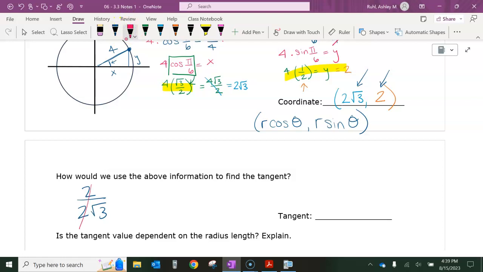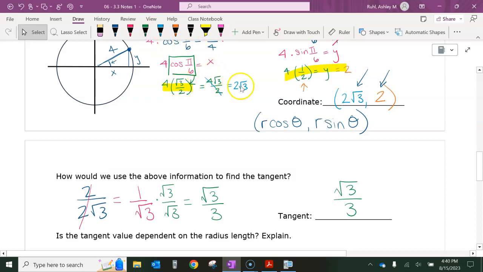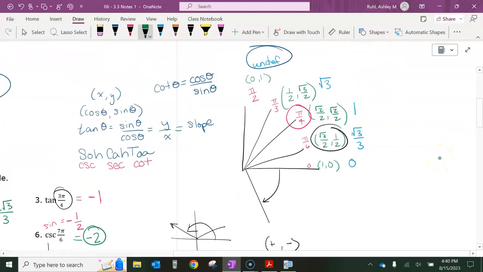Well, these 2's cancel out, and I'm left with 1 over square root 3, which we should be able to do in our head right now, but just in case, we rationalize that, and that gets us square root 3 over 3. So my tangent here at pi over 6, but having a radius of 4, is still the exact same value that we had when we look at tangent of pi over 6 with a radius of 1. It was still square root 3 over 3, wasn't it?